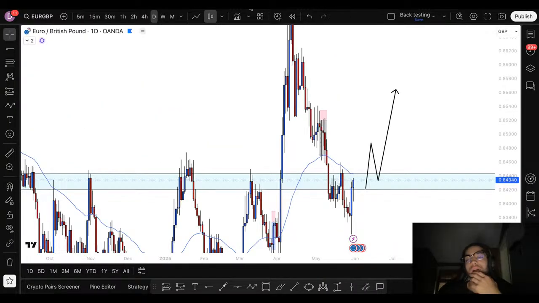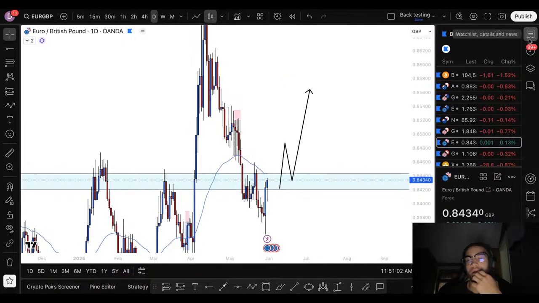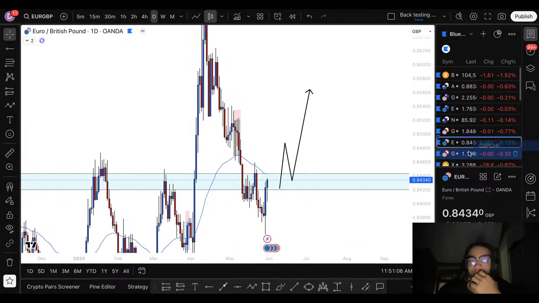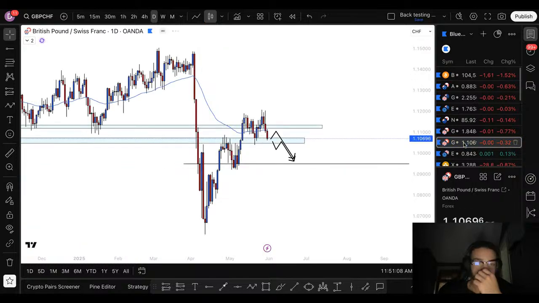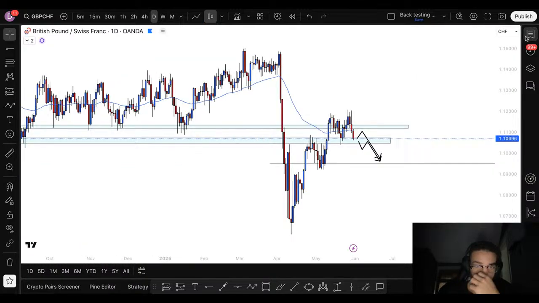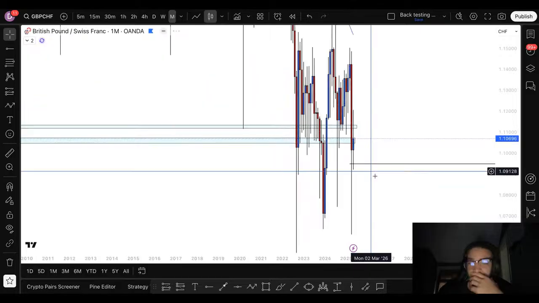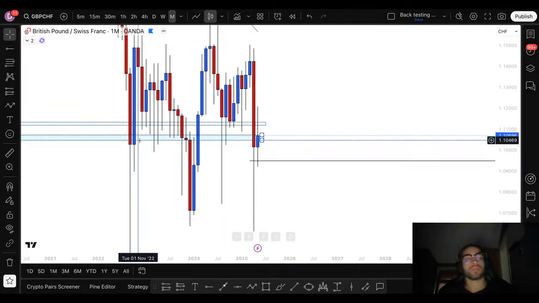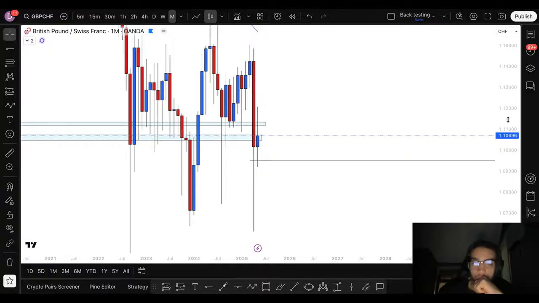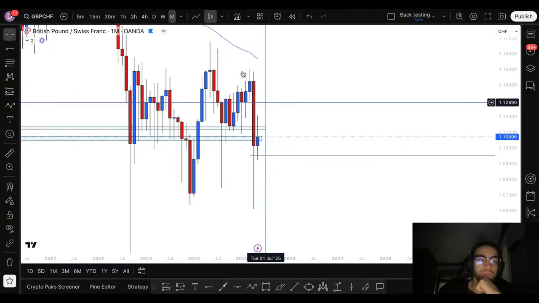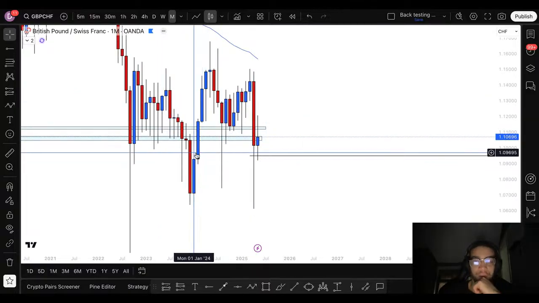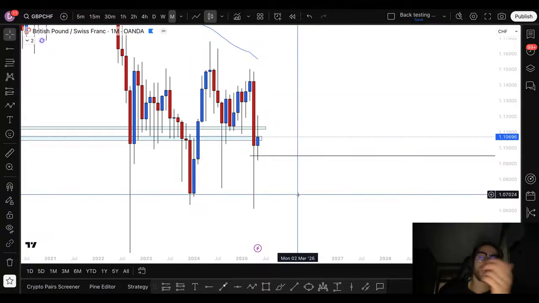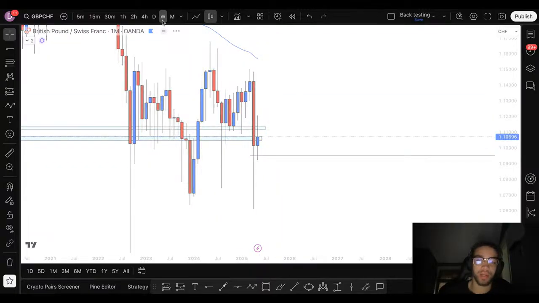Yeah, this is a pair that I believe is at the bottom. No, we'll do this one last. GDP CHF, right? I've got PTSD from this, to be honest. Price is in the exact same spot it was a year ago when it didn't want to do much. So we see potential selling pressure to push the market down.